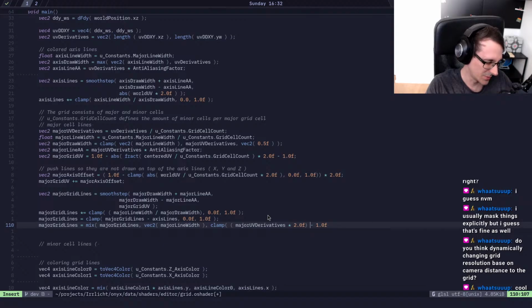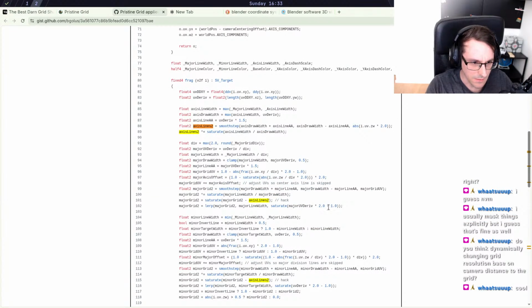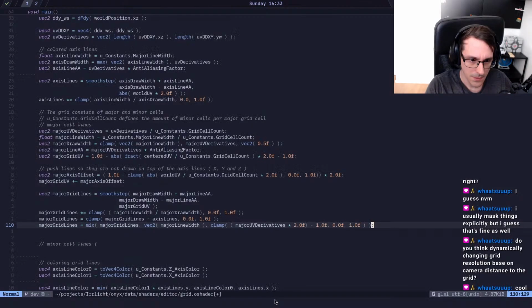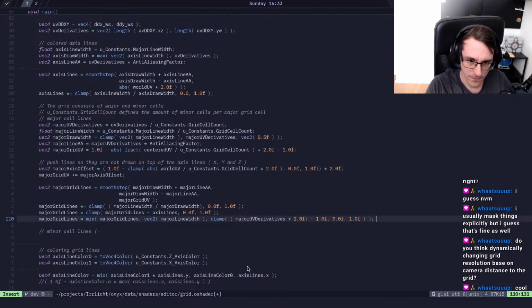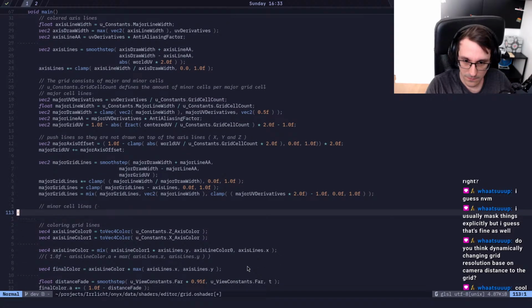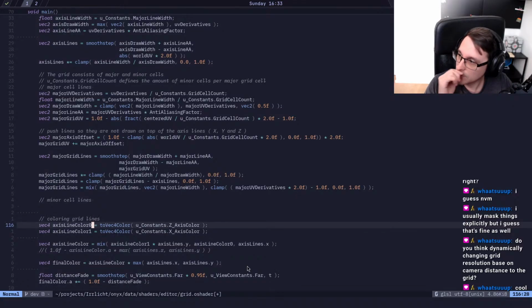That brings it into a scale of, that brings it into minus 1 to 1, I think. No, that brings it to 0 to 1, I guess. Yeah. And that is basically all of this. That would be the major grid lines, if I'm not mistaken. And then we could try to color that.